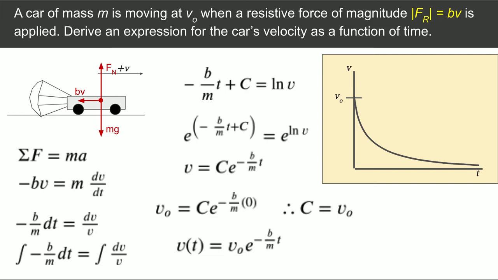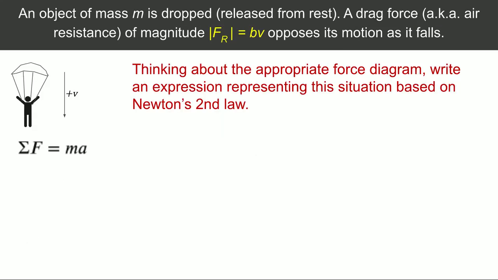Let's look at one more example. Here we'll have an object that is falling, so an object that has been dropped or released from rest, and there's again a resistant force opposing its motion. But in this case, that force would point upwards because the object is falling downwards. So I'm going to think a little bit about what the appropriate force diagram would be, and then see if we can represent the situation based on Newton's second law.